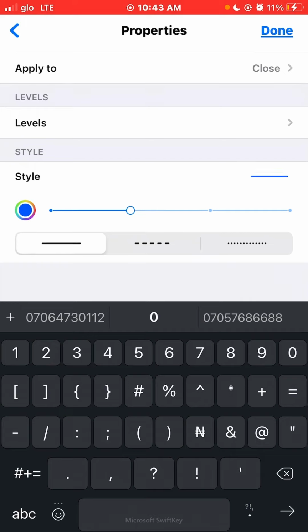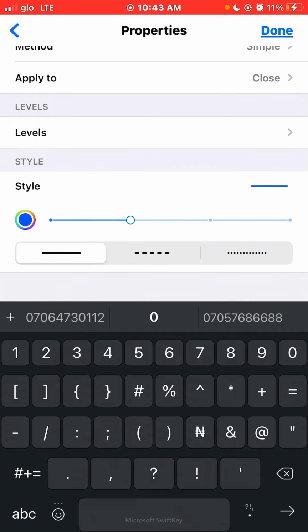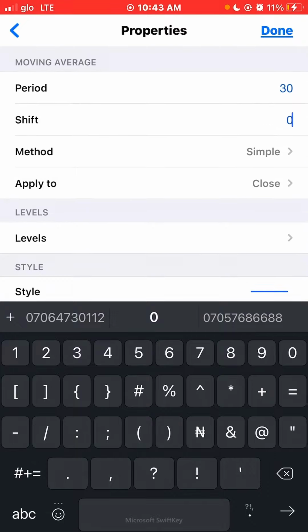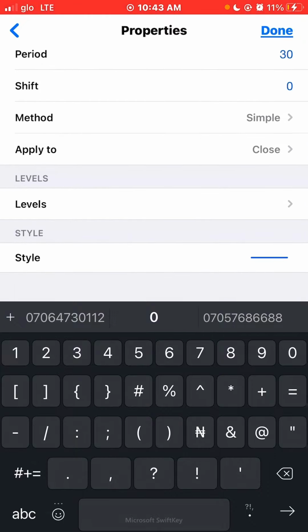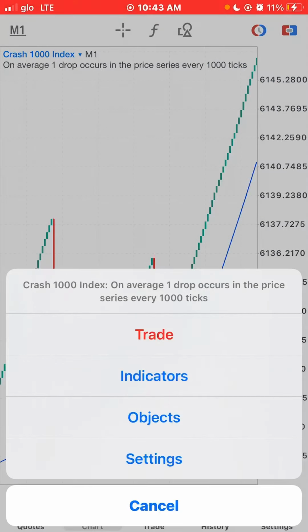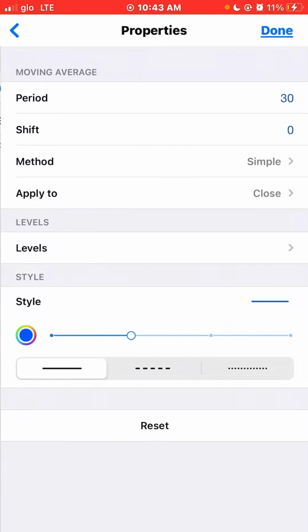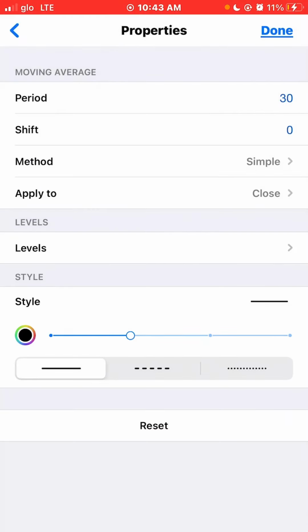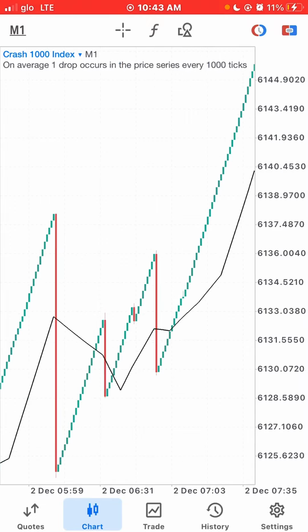Then for levels, there are no levels. Then let's use the color black. Sorry, let me just edit it. We're going to use the color black. All right, so that's it. Our indicator is in the chart.